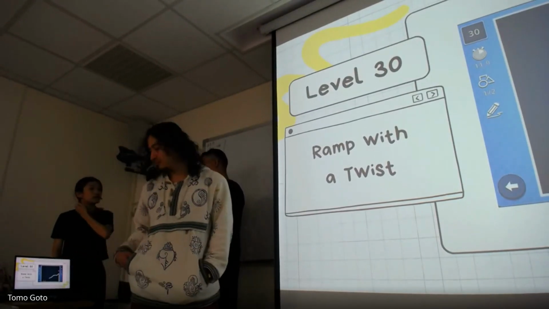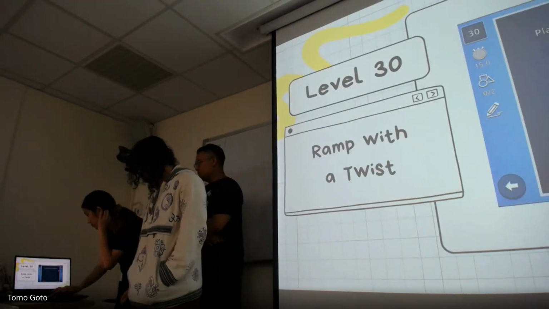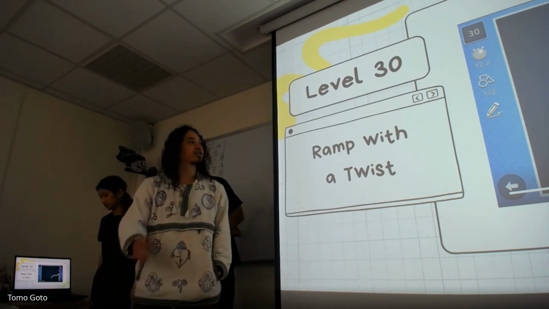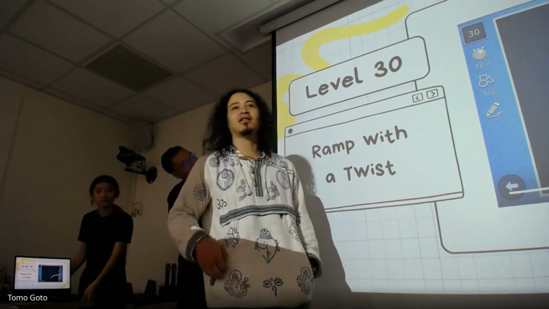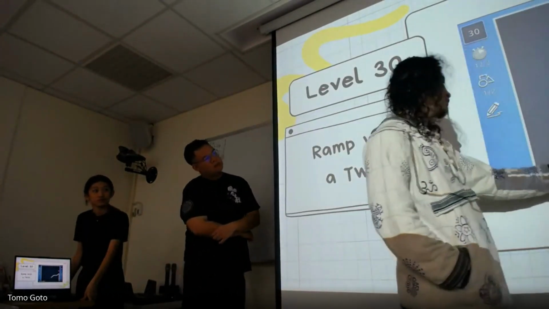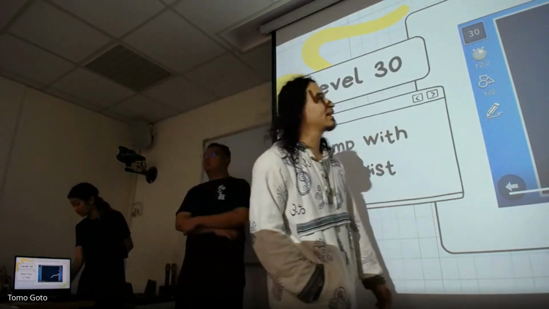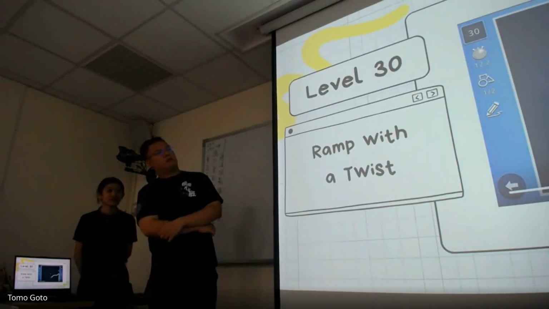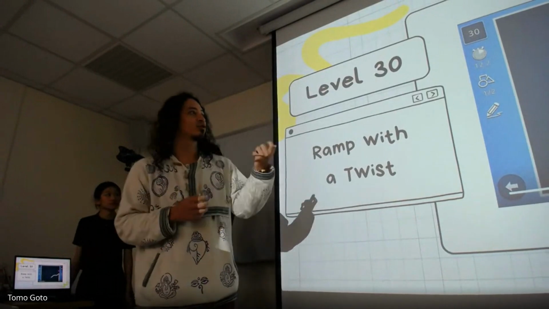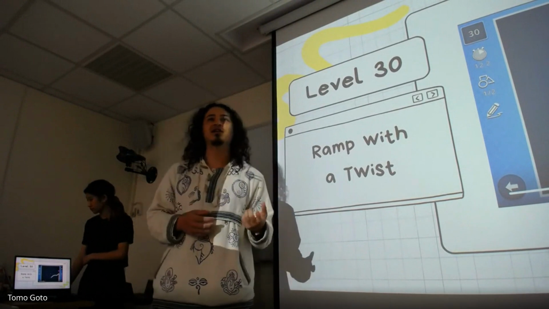Okay, so this is level 30. The purpose of this level is to place this blue ball here into the orange basket. One interesting thing here is that these two are together. The reason why they are together is because those are two charges that have opposite magnitude. One is positive, the other one is negative.